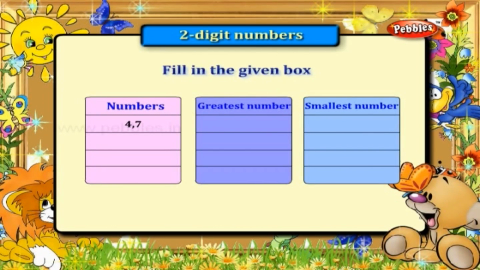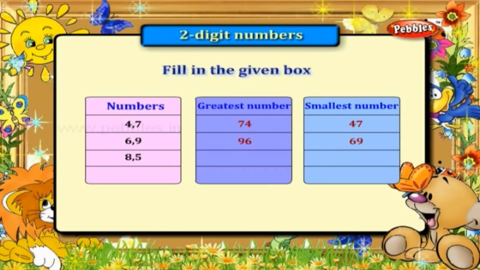4 and 7 are two numbers. 74 is the greatest number and 47 is the smallest number you can form out of 4 and 7. From 6 and 9, we get the greatest number 96 and the smallest number 69.